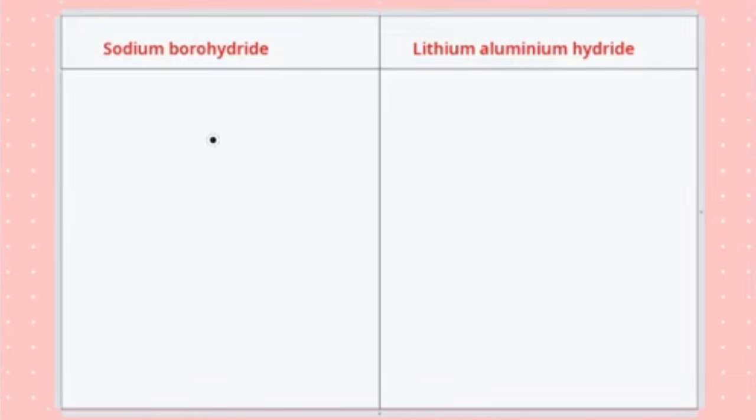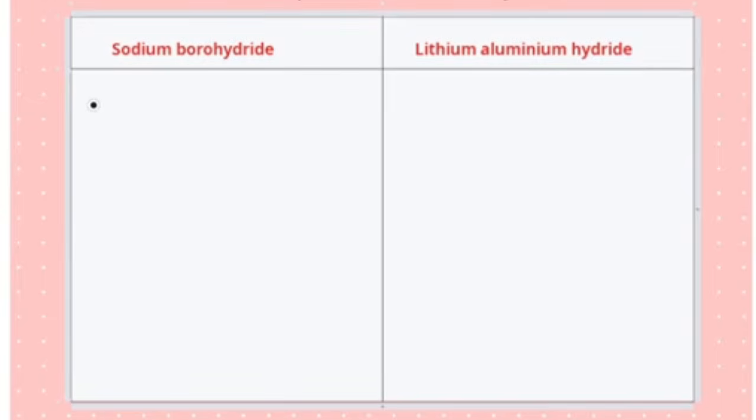In this video, I'm going to explain the two famous reducing reagents in organic chemistry, that is sodium borohydride and lithium aluminium hydride. Many students often get confused between these two reagents. They don't know what their reactions are. So in this video, I'm going to clarify.